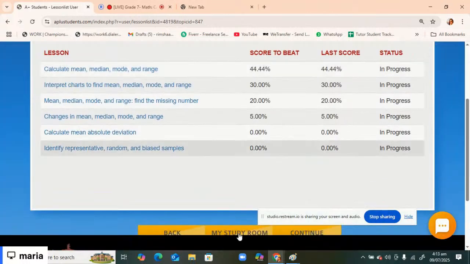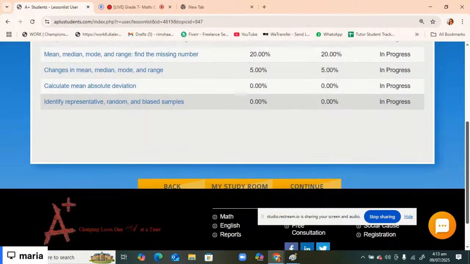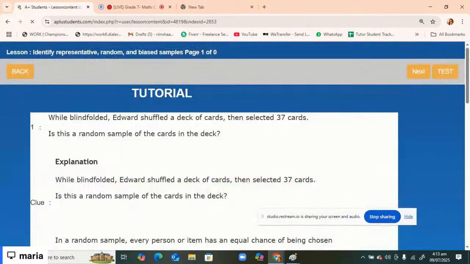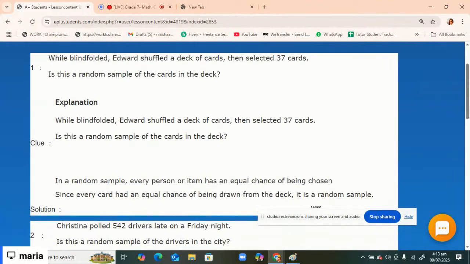Identify the representative, random and biased sample. So what is basically the representative, random and biased sample? What is the meaning of that? So the first question is given here. While the blindfolded Edward shuffled a deck of cards, then selected 37.